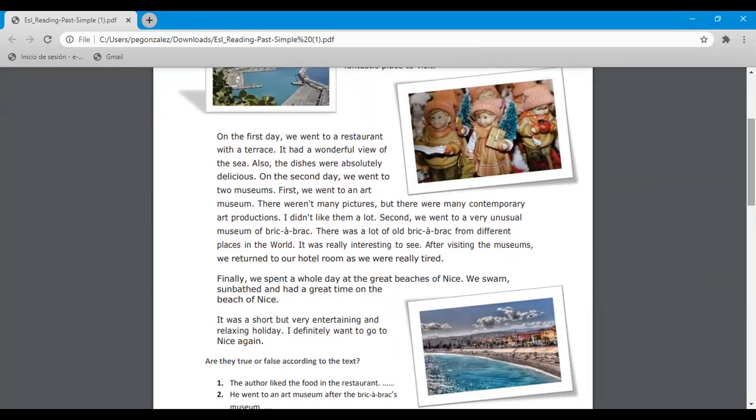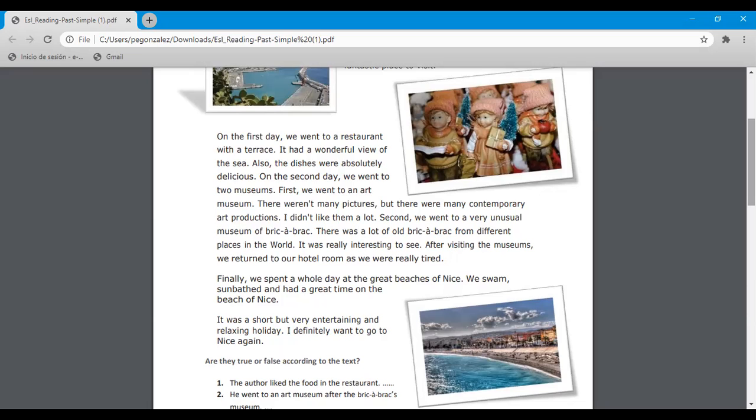On the second day, we went to two museums. First, we went to an art museum. There were many pictures, but there were many contemporary art productions. I didn't like them a lot. Second, we went to a very unusual museum of brick and rock. There was a lot of old brick and rock from different places in the world. It was really interesting to see.